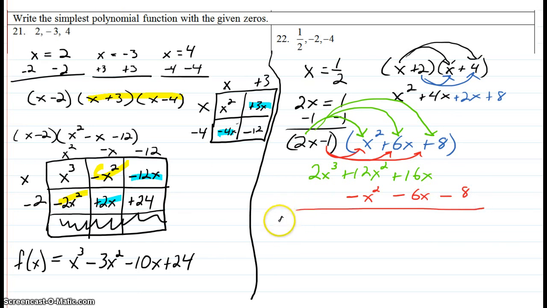Now let's write our function. F of x equals 2x cubed, 12 minus 1 gives us 11x squared, 16 minus 6 gives us 10x, and then the minus 8. And so I would look at this and see if I happen to have a GCF, I would divide by it. Since I don't, I'll just leave it like that.